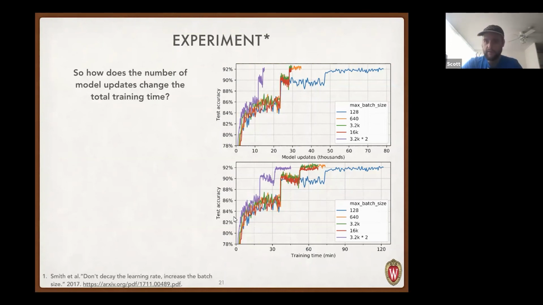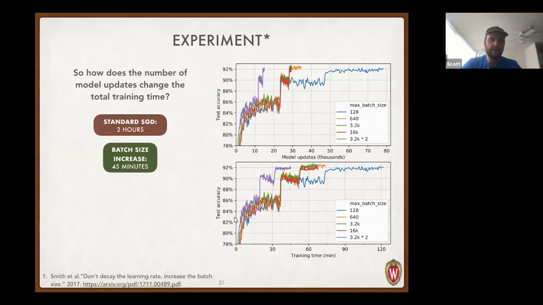And ideally, the bottom graph, which shows the training time versus test accuracy, should look exactly the same as the graph above. It's a little different. There's some overhead with Dask, but it's similar, certainly. In fact, if you look at the total time, standard SGD requires about 120 minutes approximately. If you look at the minimum, this purple line here, with the maximum batch size of I think 5120, requires only 45 minutes.